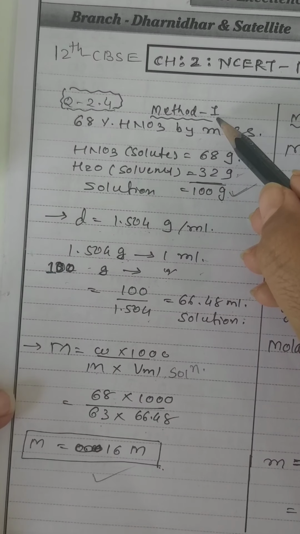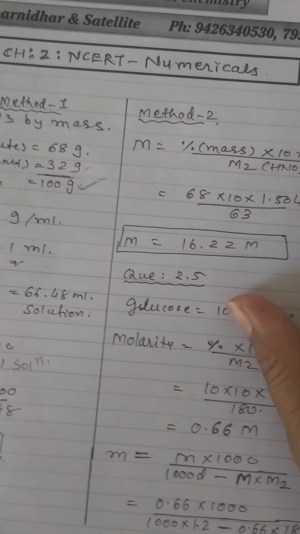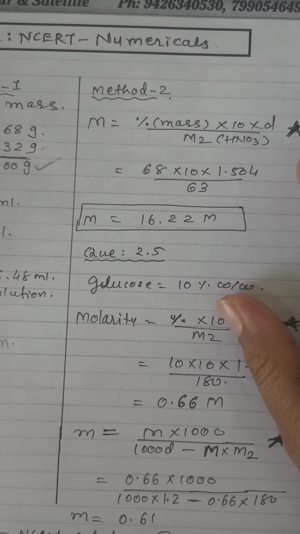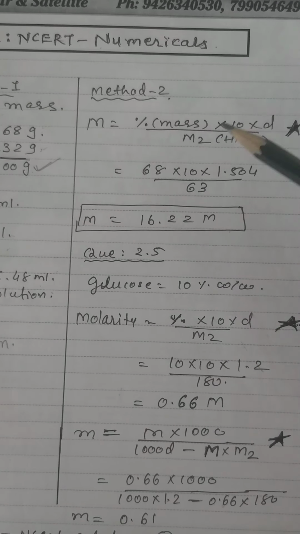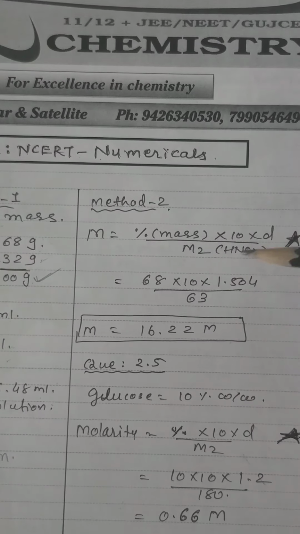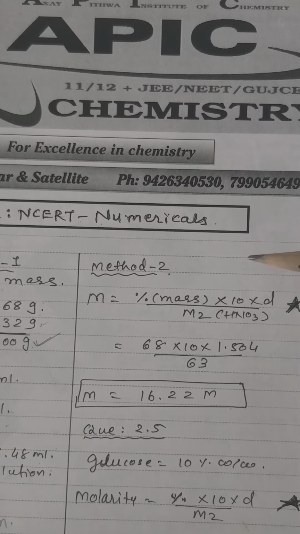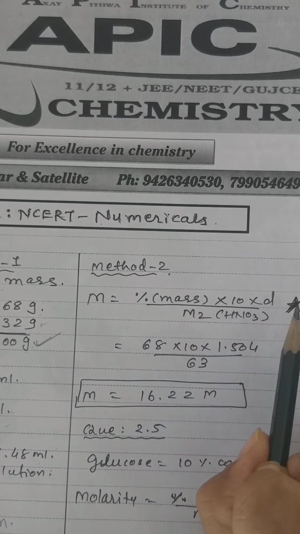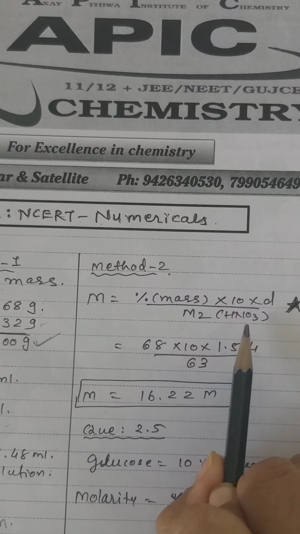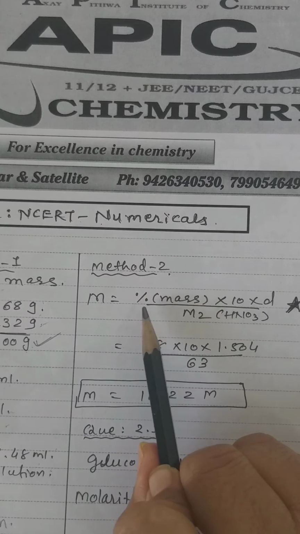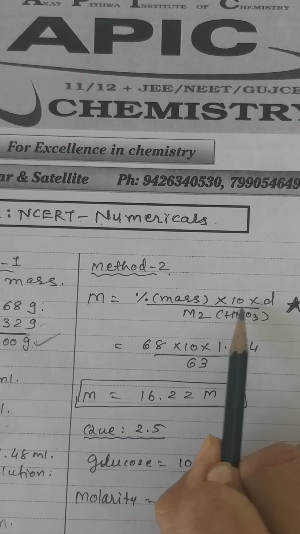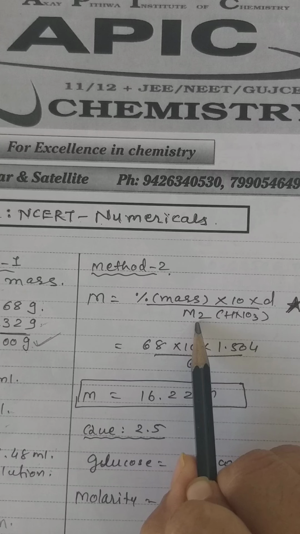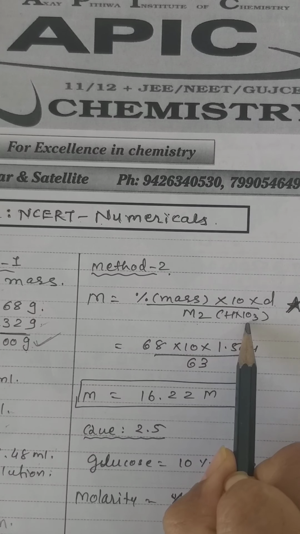Now this is method number 1, but now we have method 2 also. What is method 2? It's very simple. You have to remember this formula. Note it down here. Molarity is equal to percentage mass into 10 into density upon molecular mass of the solute.